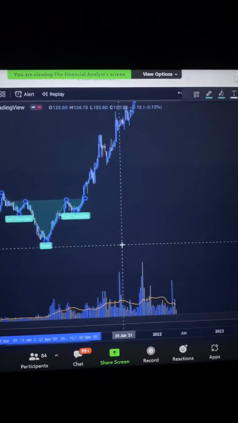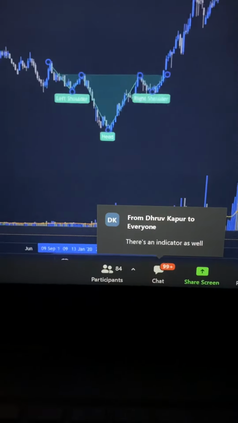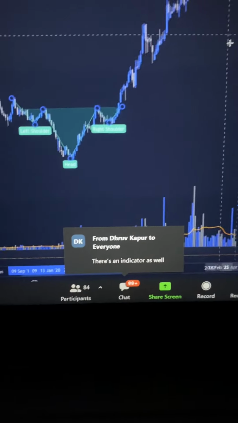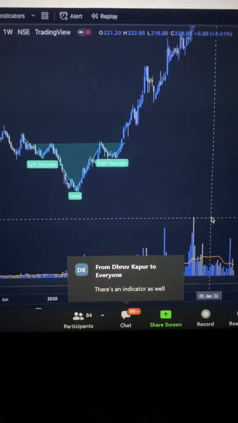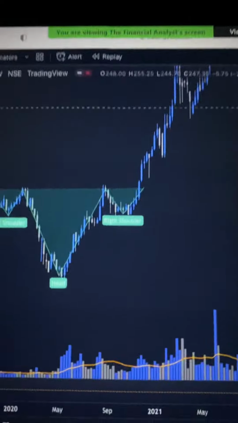An inverted head and shoulder. Clear? So let's try to break this down through the concepts that we have learned. There might be an indicator, but it's better that you do it yourself and don't depend on an indicator. जितना manually आप समझोगे market को उतना better है.